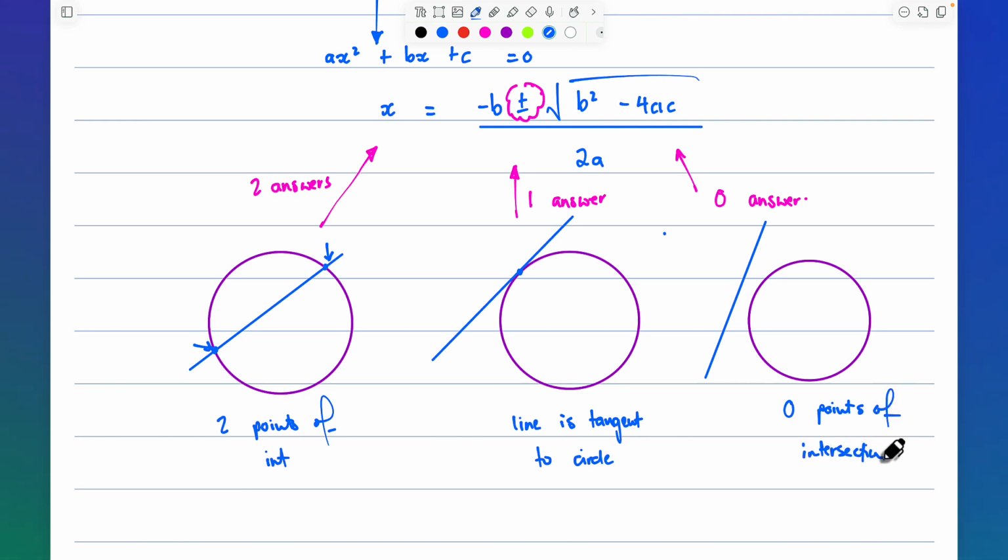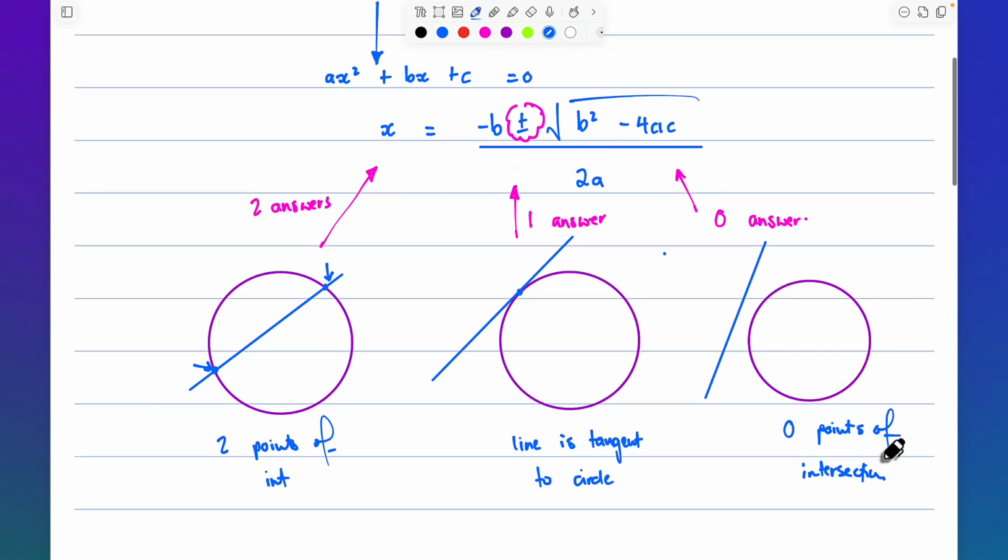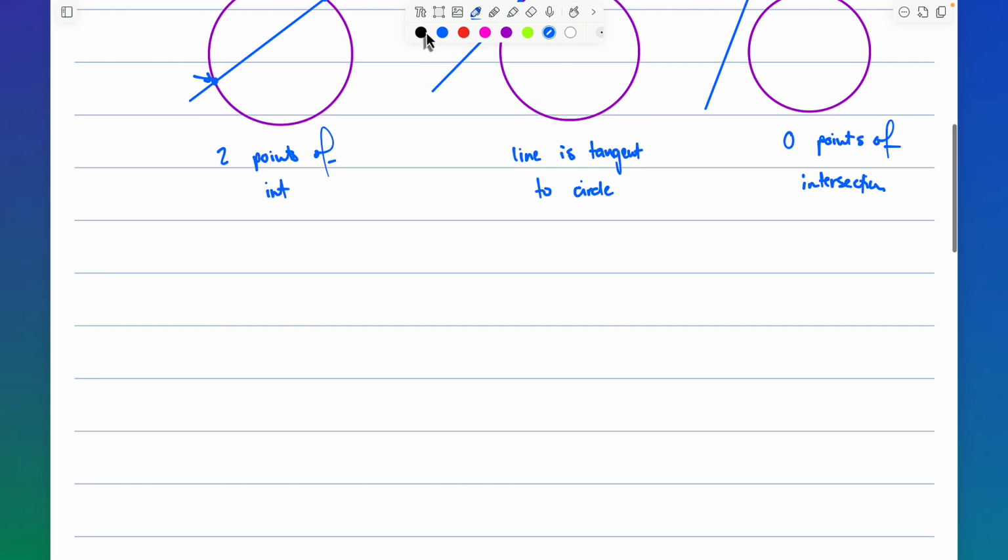Now, how can you get each of these scenarios? How come we have cases? In what cases do we get 0? In what case do we have 1? And in what cases do we have 2? All of that depends on this equation that we wrote over here. So let's just rewrite that formula.